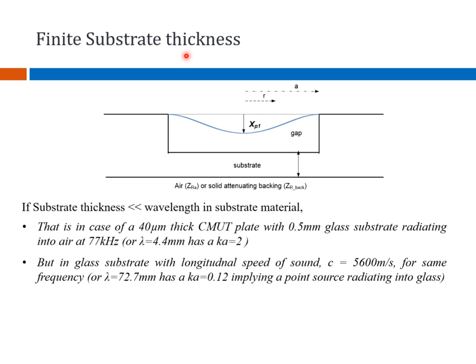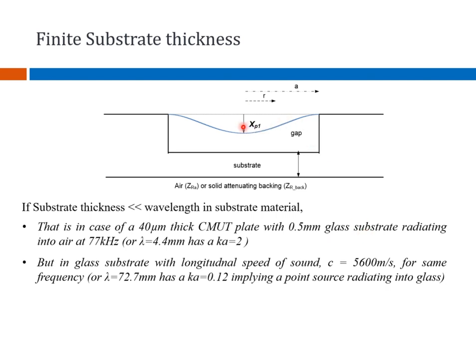Now, consider the case of a substrate whose thickness is less than the wavelength in the substrate material. As an example, let's say you have a 40 micron thick CMUT plate which is bonded to a glass substrate. It's a solid which has a Poisson ratio of 0.2, so you can consider it as glass, and that glass has a thickness of 0.5 mm.